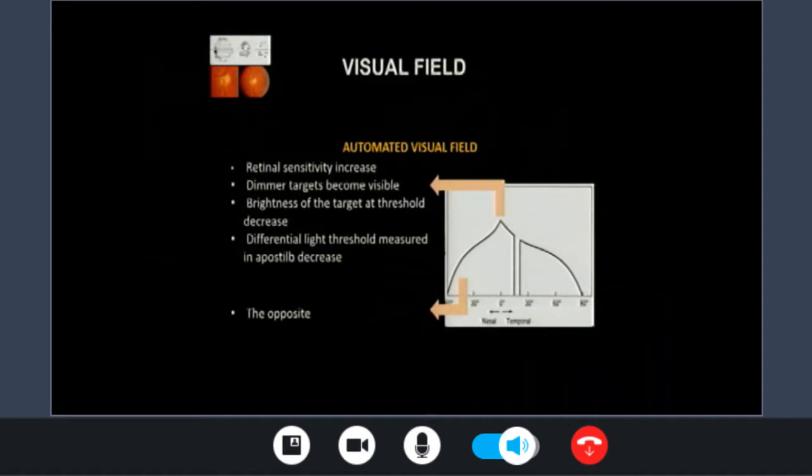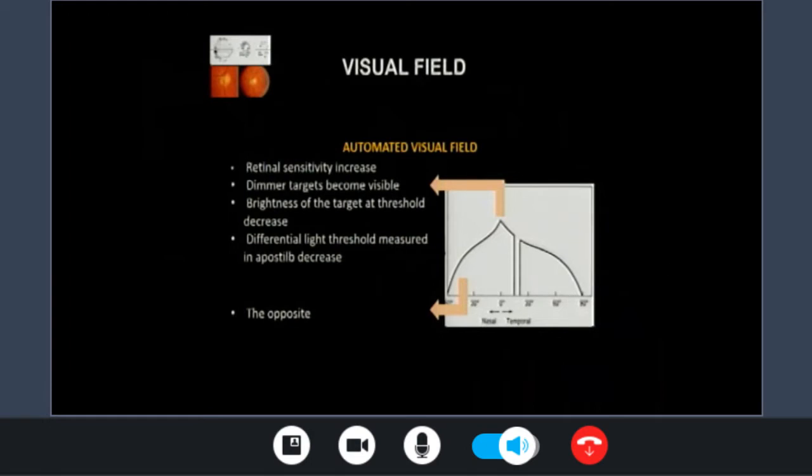Commonly in our practice, we use the automated visual field. We have a manual visual field called Goldmann visual field, right? The issue with Goldmann visual field is that it needs a skillful technician to run the machine and to explain to the patient how to do the test. In most of your clinical practice, you will have the automated visual field.